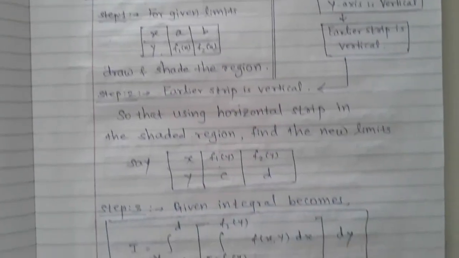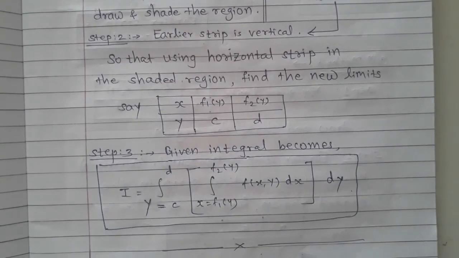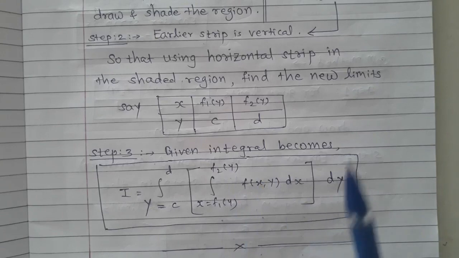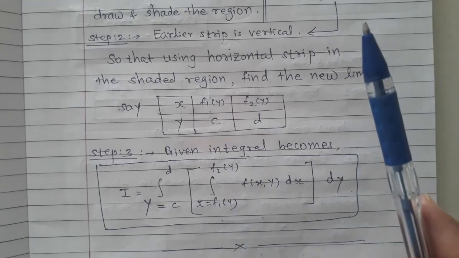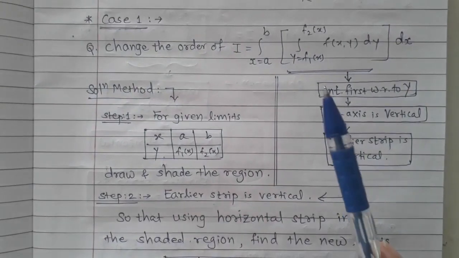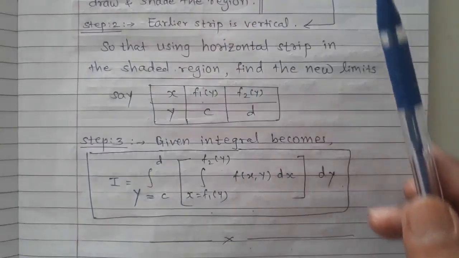Using these new limits, the integral becomes I equal to integration from y equal to c to d, x equal to f1(y) to f2(y), f of xy dx dy. Limits of x are inside, so integration here is first with respect to x. So integration earlier was first with respect to y, now it is changed to first with respect to x.